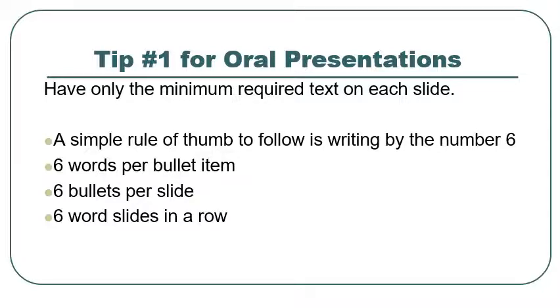You don't need to write full sentences, just bullet points and just a summary of what you want to tell them. You can incorporate as much text as you want in your notes section, and you can read them out if you want to, but on the presentation itself it should not be more than 6. So 6 words per bullet item, and there should be 6 bullets, and there should be 6 word slides in a row. So this is the rule of 6.